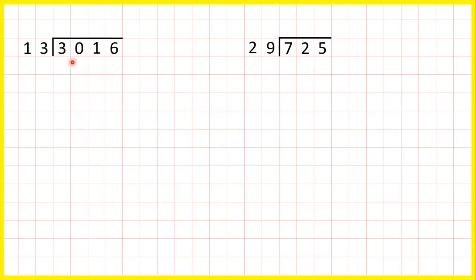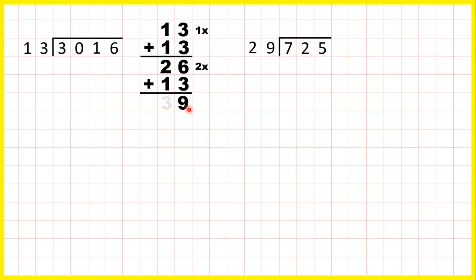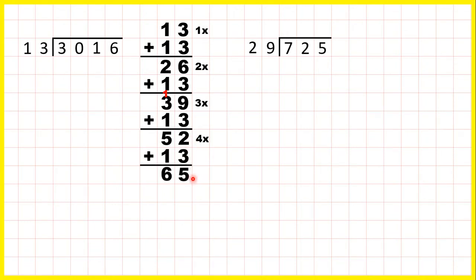Now 3016 divided by 13. So we need our 13 times table. 13 is 1 times. Add another 13. 26 is 2 times. Add another 13. 39 is 3 times. 52 is 4 times. And 65 is 5 times 13. It ends in a 5, so we can be confident that we've got the correct working out.